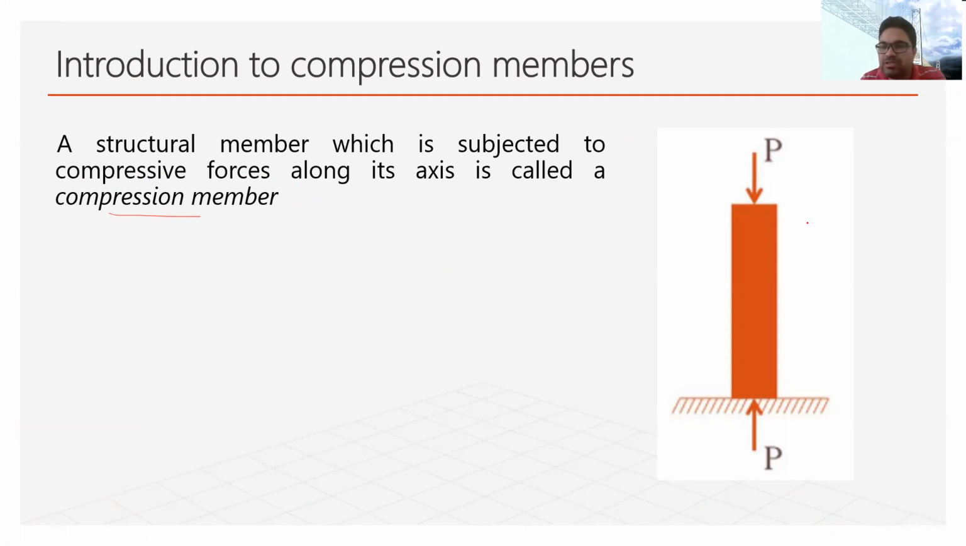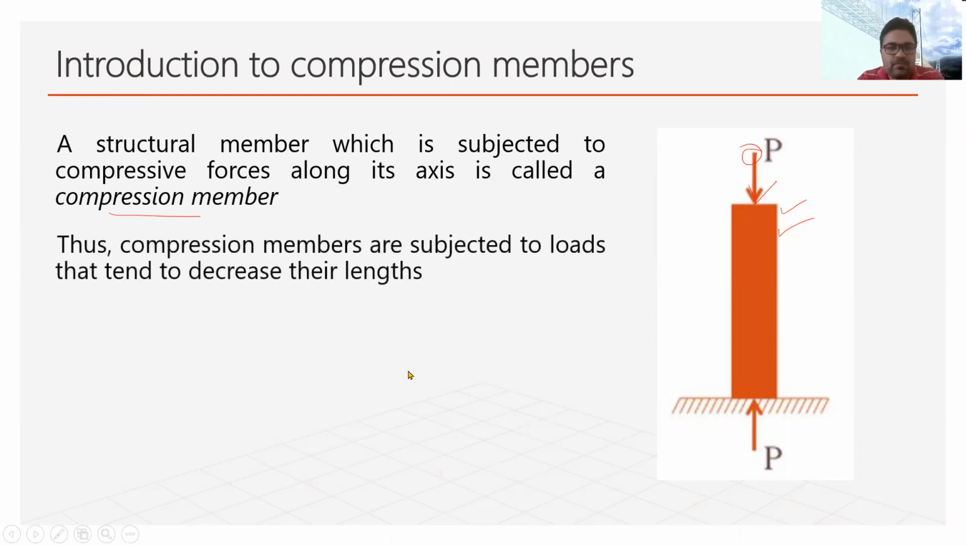So in the diagram you can see if it is a member and if it is subjected to this force, then it will be termed as a compressive member. Basically, this force which is trying to compress this body is actually trying to decrease the original length of this body. That is the nature of compressive force. As you can see here, compression members are subjected to loads that tend to decrease their length.